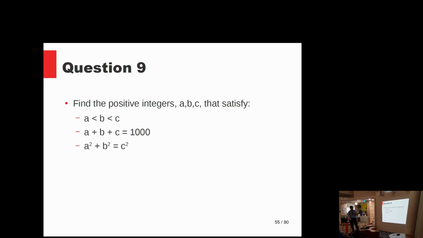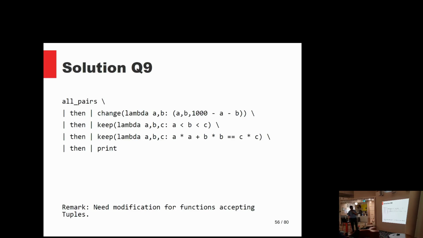So there's more math examples: find A, B, C that satisfy these conditions, like A squared plus B squared equals C squared. So my code would look like this. For each pair of A, B, I calculate the value of C, and then I keep those that satisfy the conditions that I want before I print out the final result. Some modifications are needed in order to make it work for tuples, but approximately it would look like this.